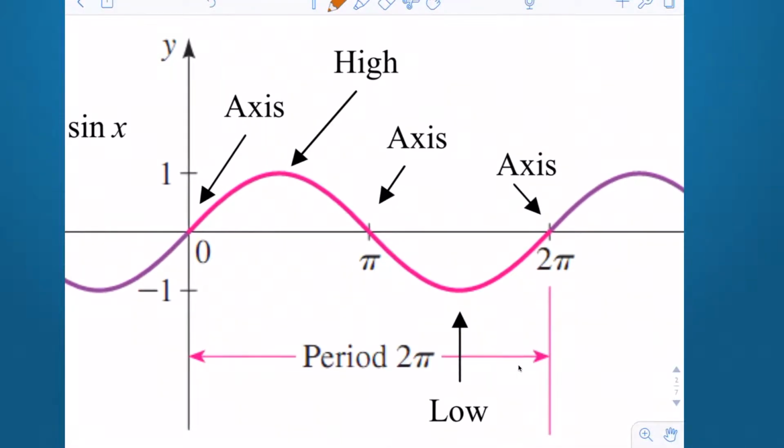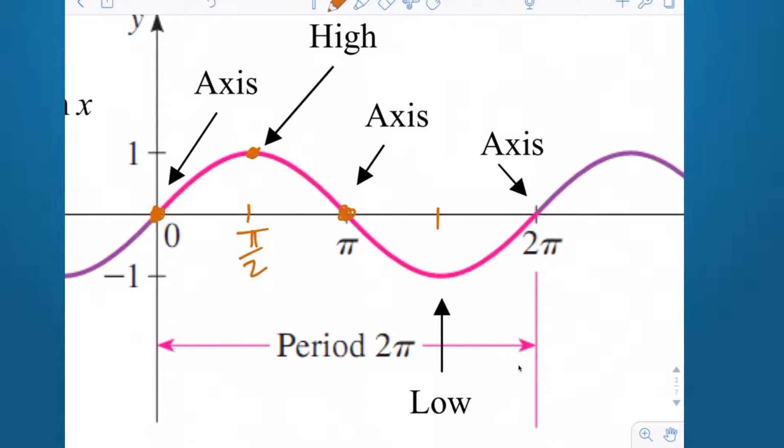So sine, first of all, starts at 0, 0. So it starts on the x-axis. And then it increases at pi halves to a high point, then back down to an axis. Then at 3 pi halves, it gets to a low point, and it completes one cycle back at 2 pi by finishing on the axis.